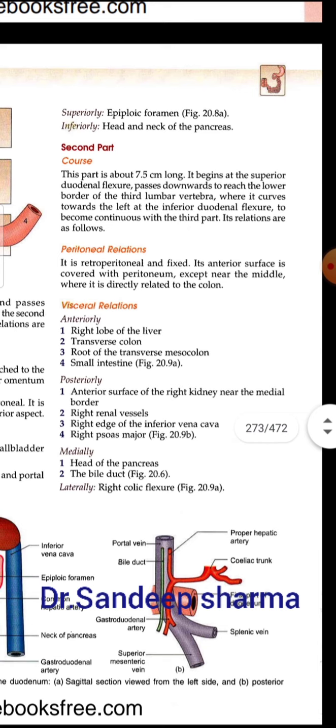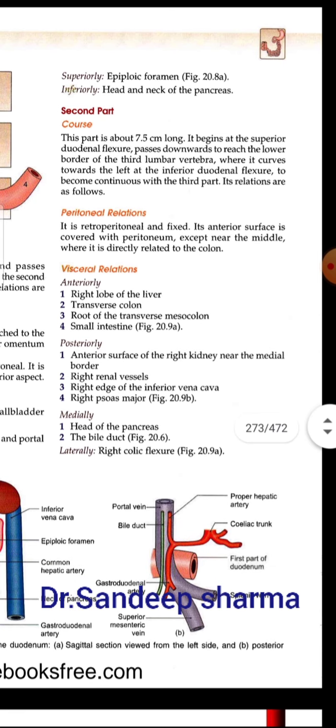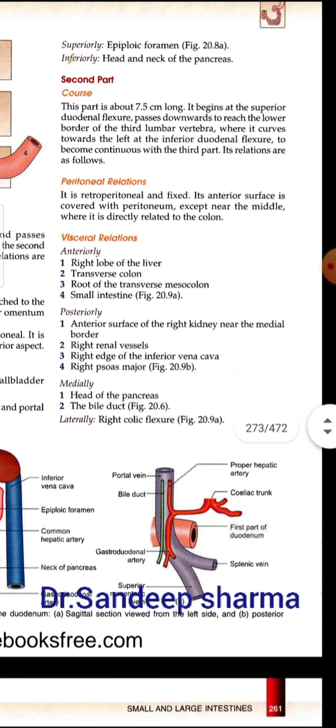Now the second part of the duodenum. It is around 7.5 centimeter long, and it begins at the superior duodenal flexure and passes downwards to reach the lower border of the third lumbar vertebra. Its relations: it is also retroperitoneal and fixed. Its anterior surface is covered with peritoneum, and at the middle part it is not covered with peritoneum.